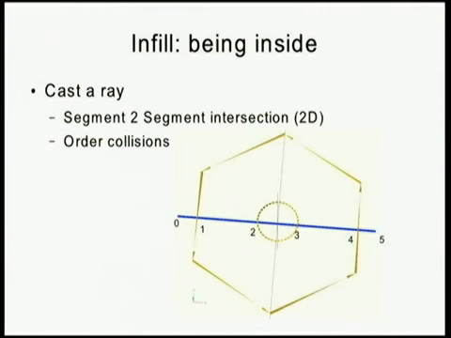Once you have your outline, you're interested in knowing what's inside and what's outside, because you want to be doing the infill. So one of the tricks here is to cast a ray across your object and watch for all the places where it intersects with your outline. You sort them in order, and then knowing that you start at point 0, which is outside, you know that between 1 and 2 is inside the object, between 2 and 3 is outside the object, between 3 and 4 is inside the object, and so on. So you're going to be doing a lot of these segment-to-segment intersections.